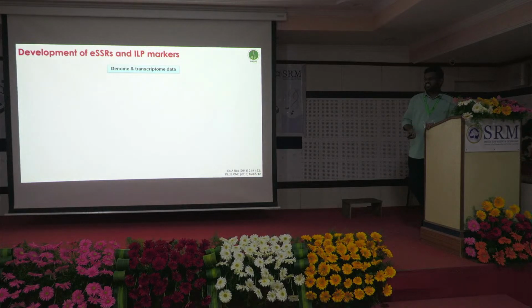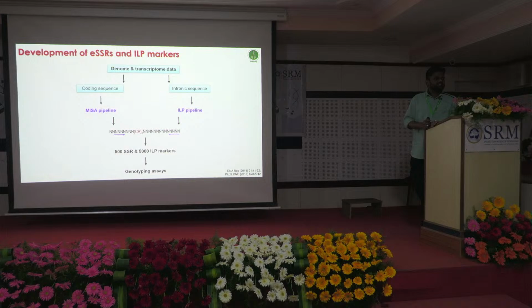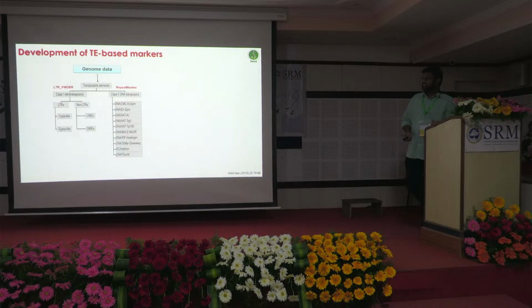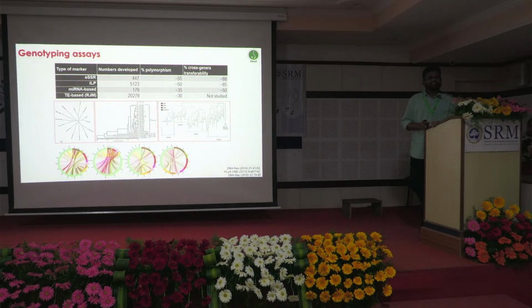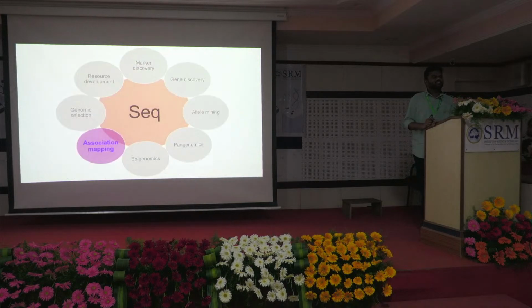I hope many of you will feel it is a little dry, so I'm not going into the details of it. What we did is we took the genome sequence information as well as the transcriptome sequence information. Then we tried developing different types of markers. Then you have to associate those markers with the trait. You should show that this marker is linked to this trait so that the breeder can use those markers for marker-assisted selection.